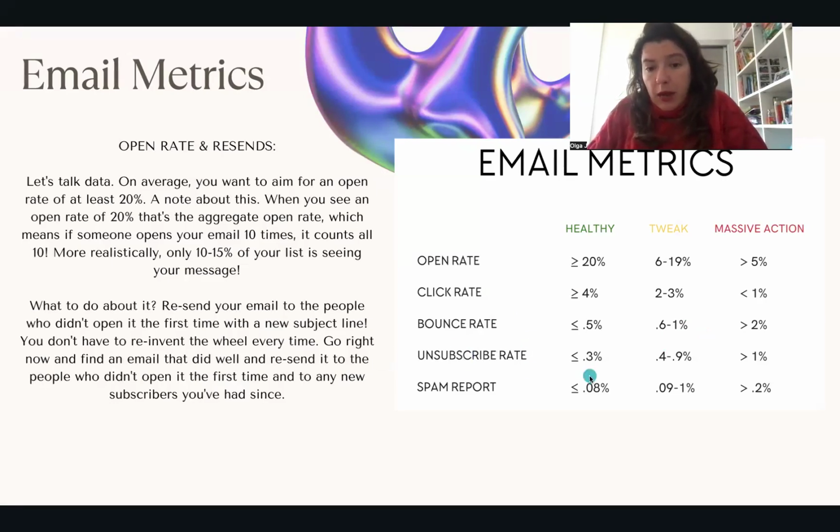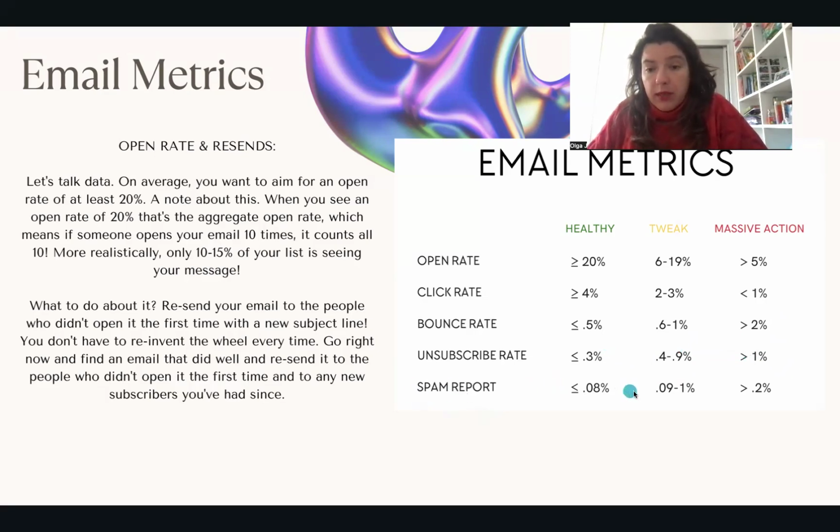Then unsubscribe rate is very important as well. You want to keep your unsubscribe rate below 0.3%. Okay, so if your unsubscribe rate is at 0.4, 0.9, that's already a sign that maybe you're sending too many emails. If it's more than 1%, maybe you're sending too many emails that they don't care about. So again, you need to look at that.